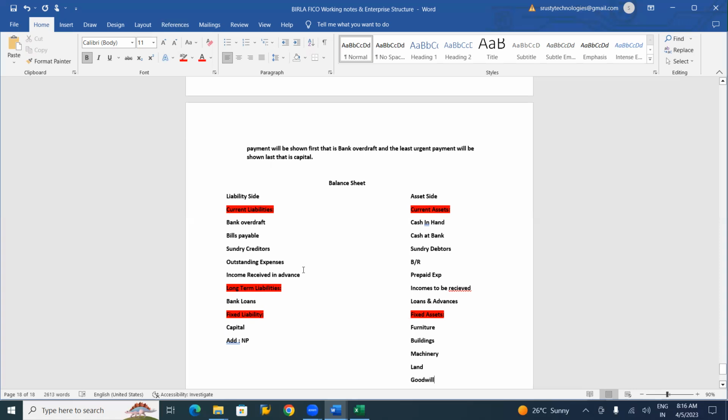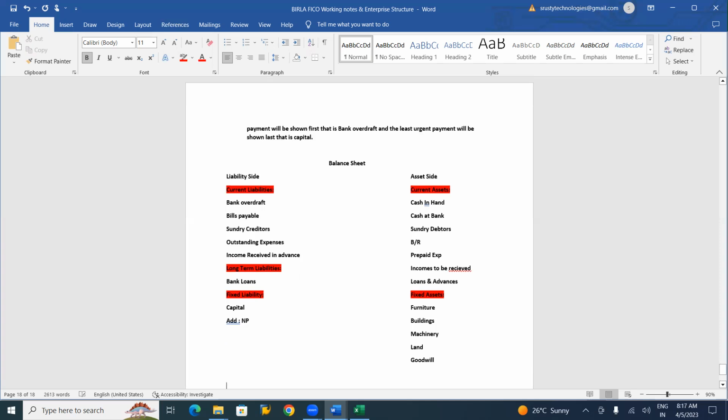So this is considered an order of liquidity format. It means the most urgent payment will be shown first and the least urgent payment last. The most liquid asset will be shown first on the asset side and the least liquid asset last. This is called liquidity format. Which organizations, what kind of firms will follow this format? Sole trader firms, meaning individual firms, will follow this balance sheet.